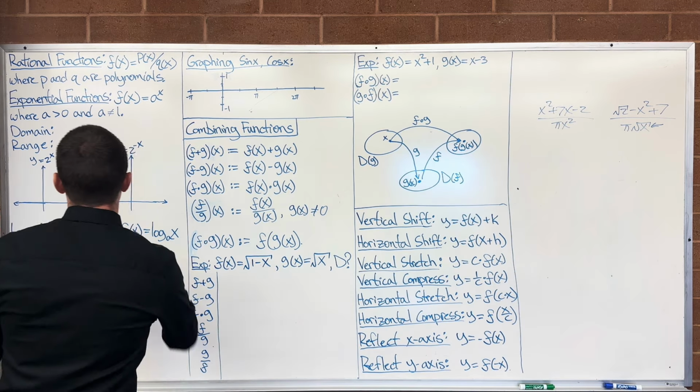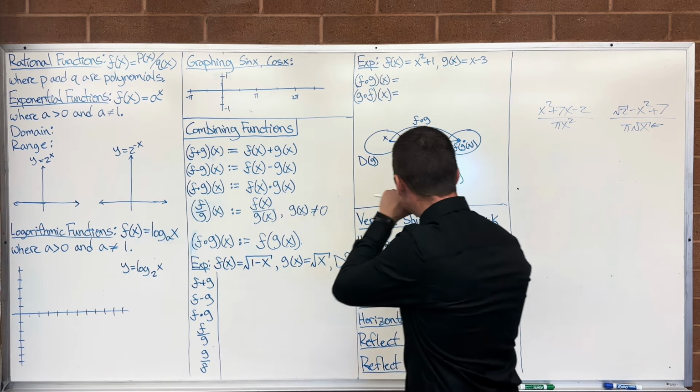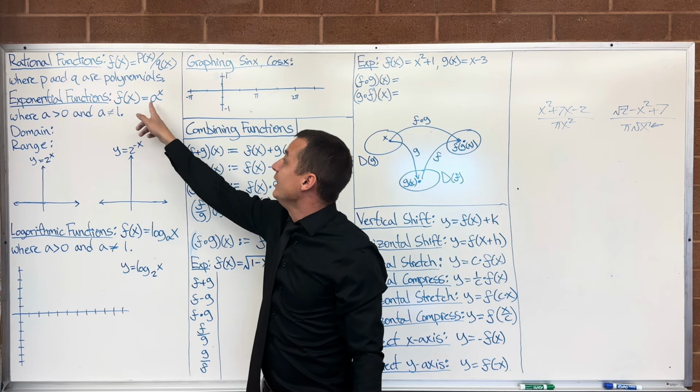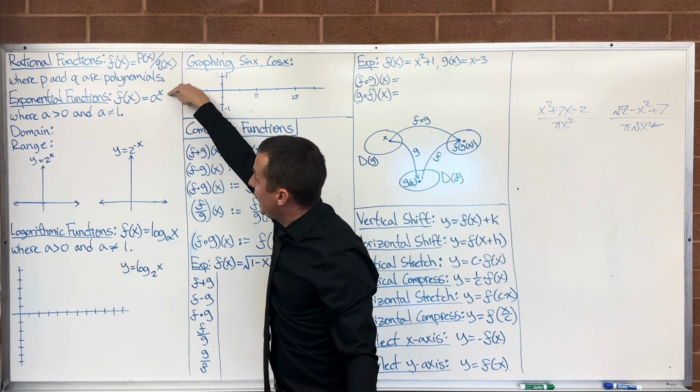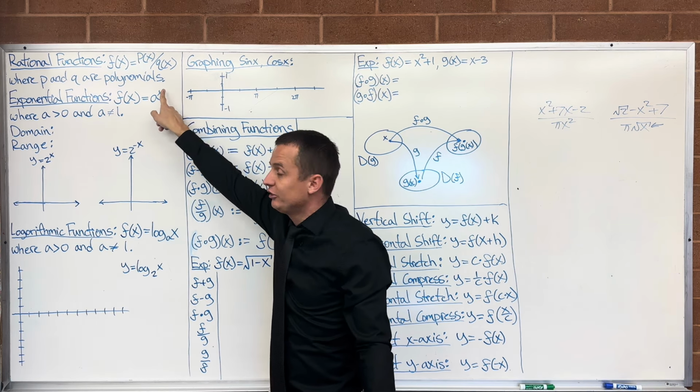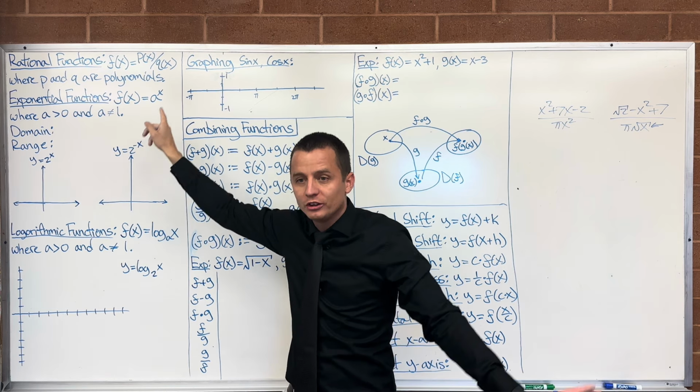Okay, so that's rationals. Now we're moving on to exponentials. An exponential is written as a to the power of x. Notice your variable is in the exponent now. So this isn't x squared, this is 2 to the x.